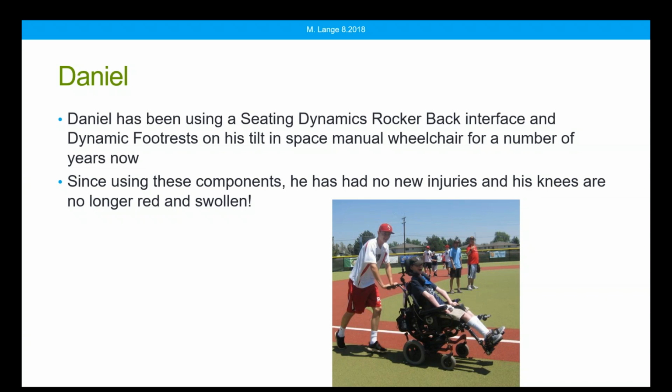Since he began using these dynamic components, he has had no new injuries, and his knees are no longer red and swollen. He seems to be much more comfortable. His caregivers are very happy and believe that this is something that's been very successful for him. One thing that his caregivers will tell you, and I find this is very common in dynamic seating, is that they would never, ever go back to static seating. They're used to dynamic seating. It works for Daniel, works for them.